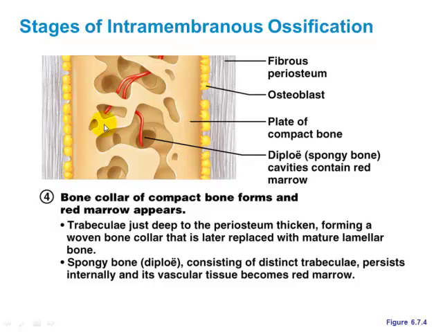The inner part, then, is where we're going to have the woven bone or the spongy bone, so the trabeculae, and the space is called the diploe. This is where we'll see red bone marrow. Other side, more compact bone, osteoblasts, periosteum. This is exactly what we saw previously in terms of how flat bones look, right? They have that kind of borders on the side and then spongy bone in the middle.